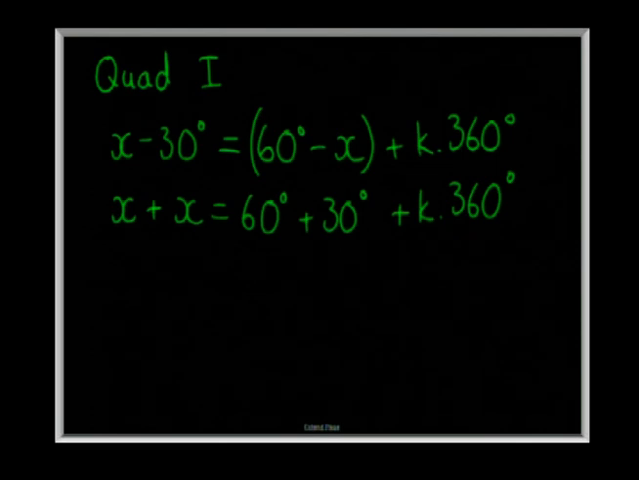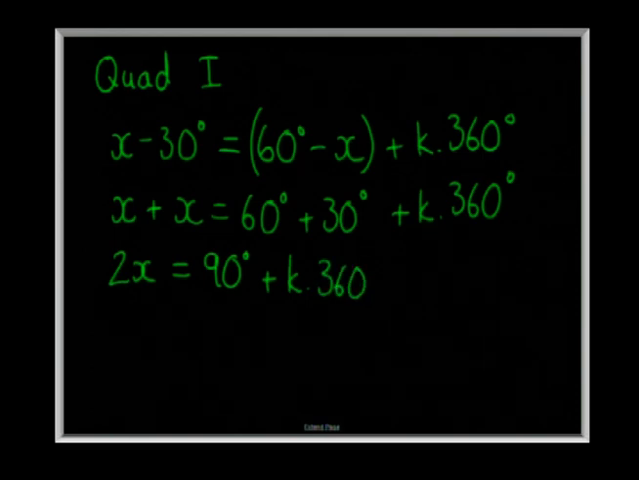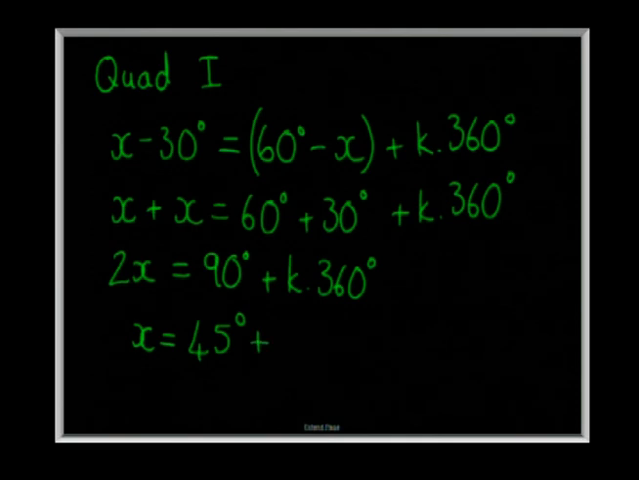And we have our next line of 2x is equals to 90 degrees plus k times 360. We now need to get rid of the 2. We've got it multiplying x, which means we're going to divide everything by 2. 90 divided by 2 gives us 45 degrees. The k stays the same because the 360 will absorb the damage. 360 divided by 2 gives us 180 degrees. K times 180 degrees.